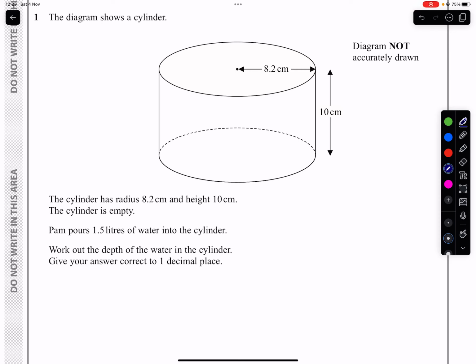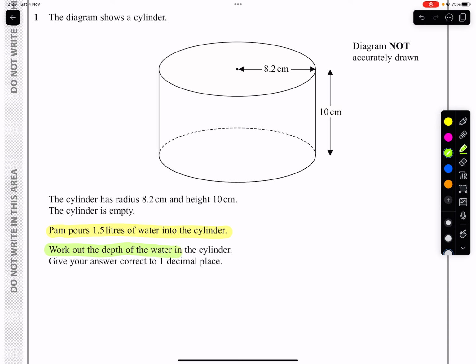Question 1. The diagram shows a cylinder which has a radius of 8.2 centimeters and a height of 10 centimeters. We are then told that Pam pours 1.5 liters of water into the cylinder, and we're being asked to calculate the depth of that water.